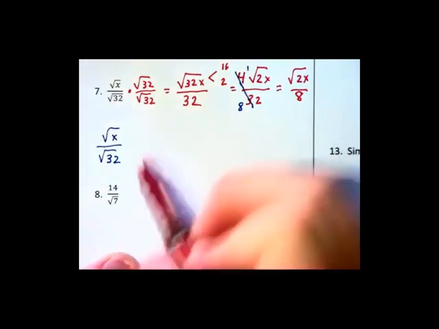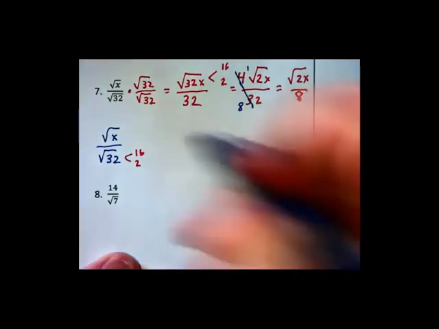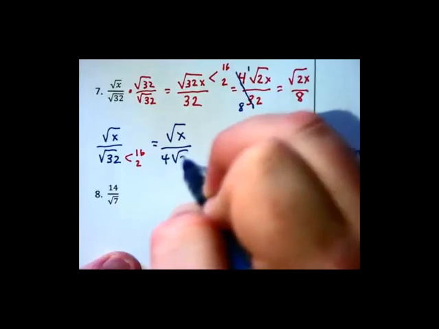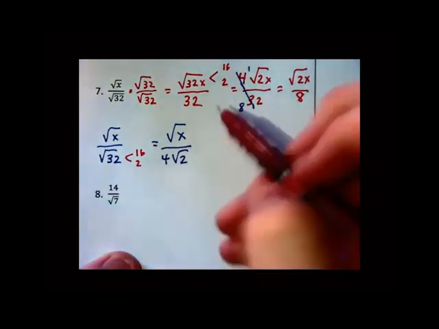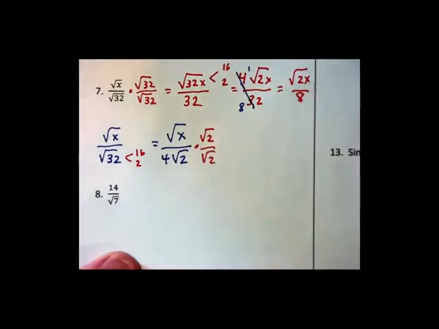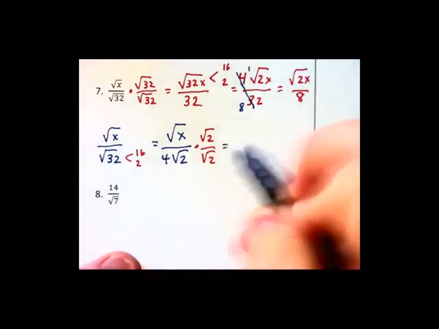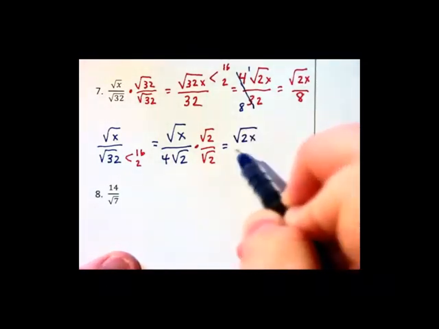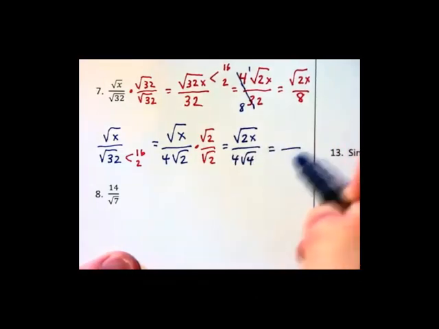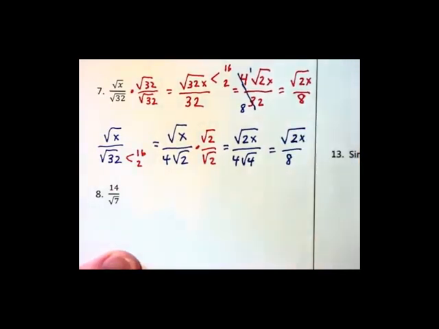This second approach is to break down the 32 first, 16 times 2, rewrite this as the square root of x over 4 root 2, and then when you rationalize the denominator, you're only going to need to multiply by the root 2 over the root 2, because all you need to get rid of is the 2 down below. So now up in the numerator we have root 2x, and down below we've got 4 root 4, which is 4 times 2, making 8. And I think that second way was a little bit easier than the first way.